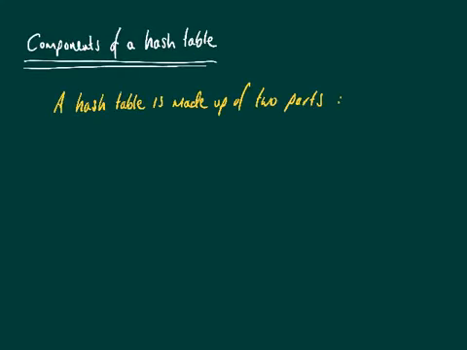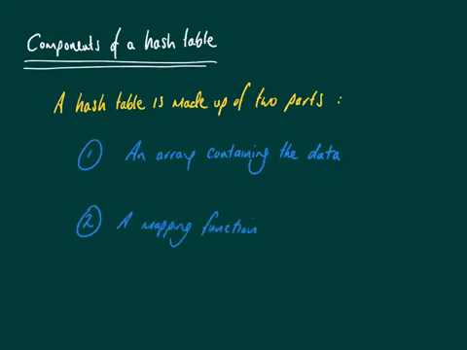Now a hash table is made up of two parts. The first part is an array containing the data, and the second part is a mapping function. This is also sometimes called a hash function.